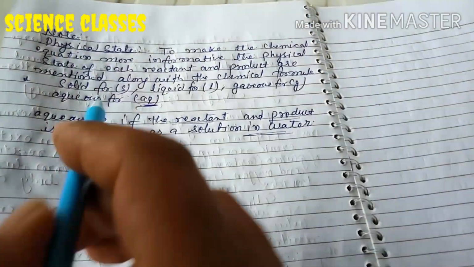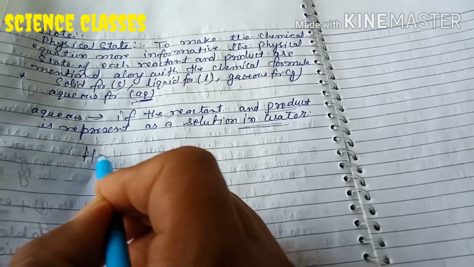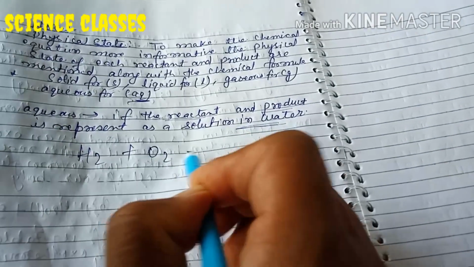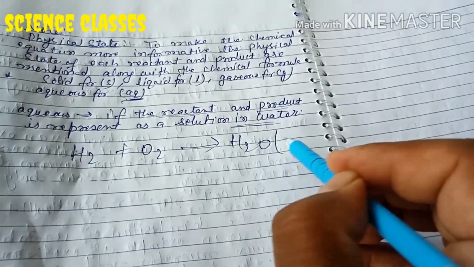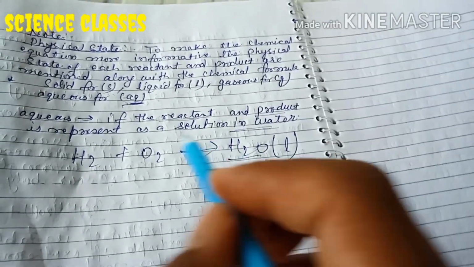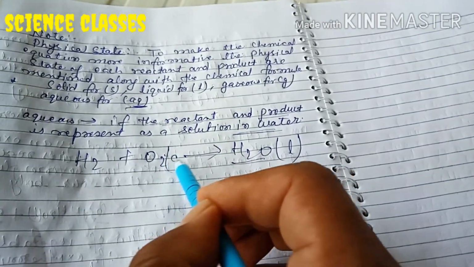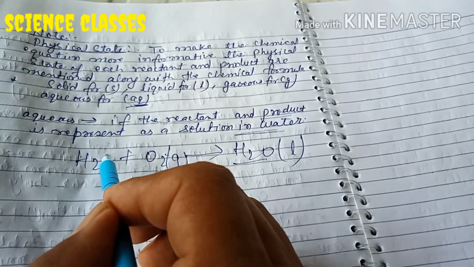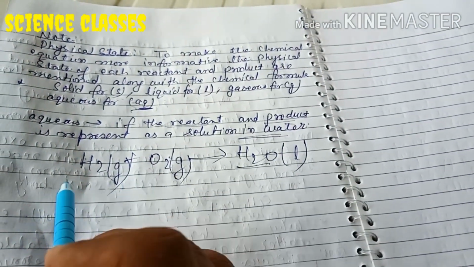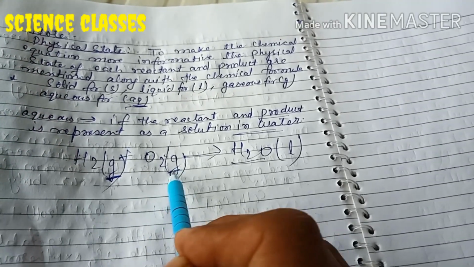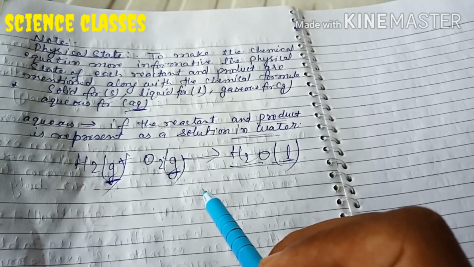One example here: suppose H2 plus O2, what we get here is H2O. This is water, liquid, L. This is a gas, G. This is a gas, G. These are the physical states.